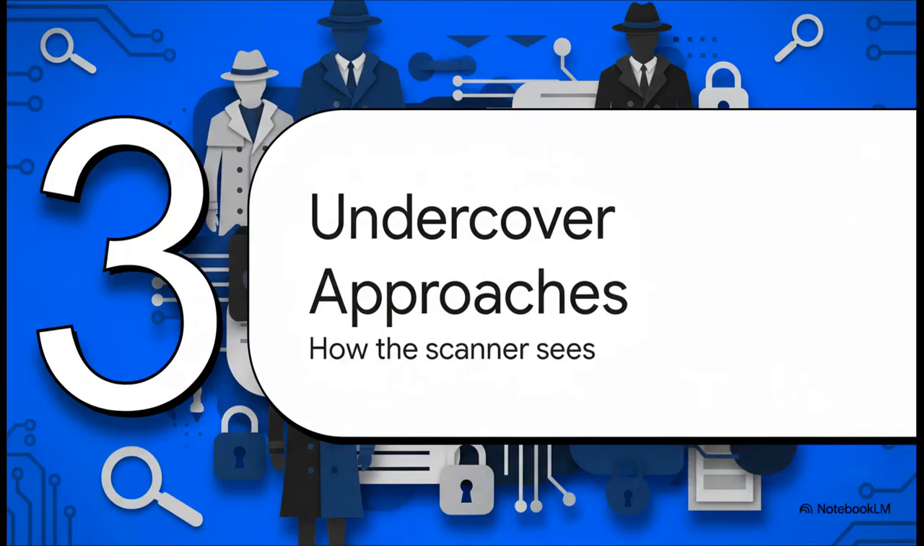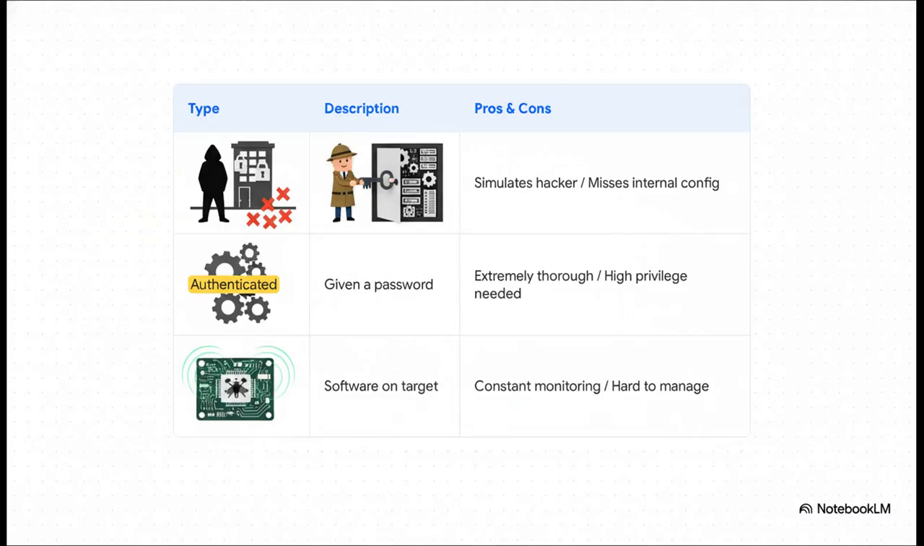Okay, so we've got the 4-step process down, but our detective is versatile. It can take a few different undercover approaches to gather its intel, depending on the mission. There are basically 3 main ways a scanner can operate. First, you have the unauthenticated scan. This is the scanner acting like an outsider, a hacker on the internet. It has no passwords, no special access. Then there's the authenticated scan. This is where you give the scanner login credentials, basically the keys to the building. It can go inside and get a much deeper and more accurate look around.